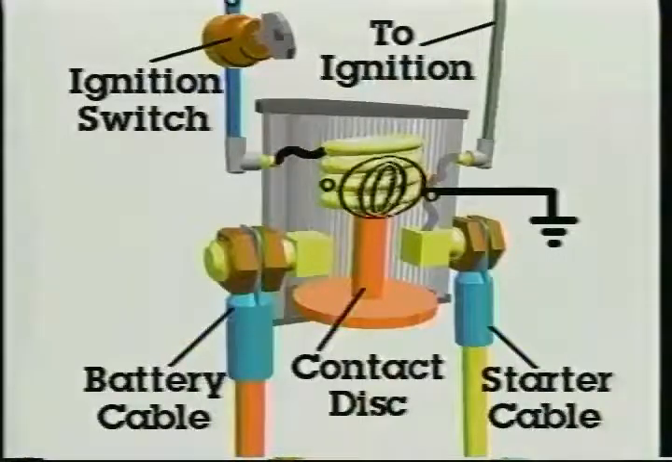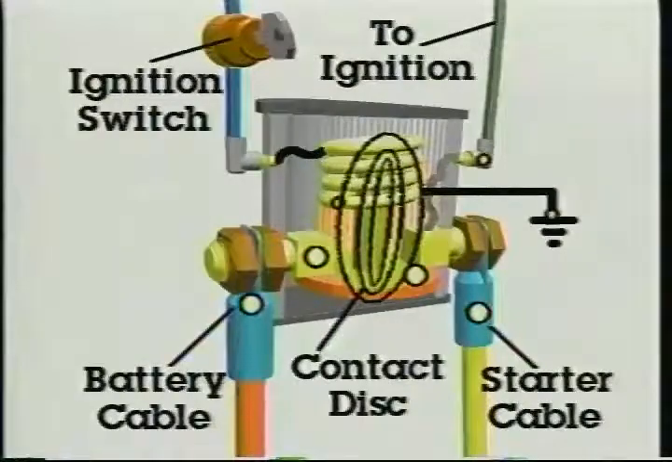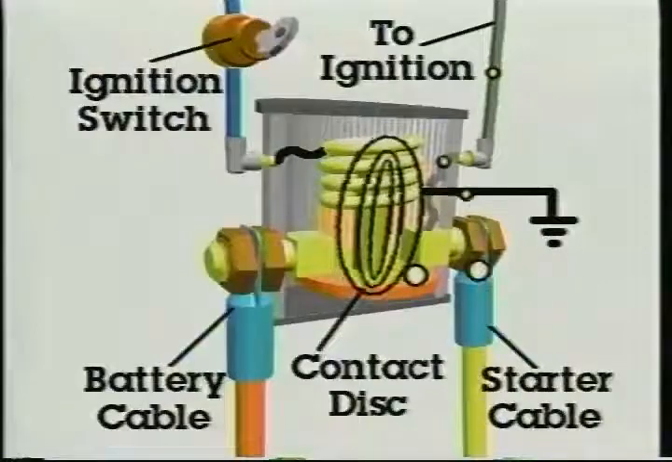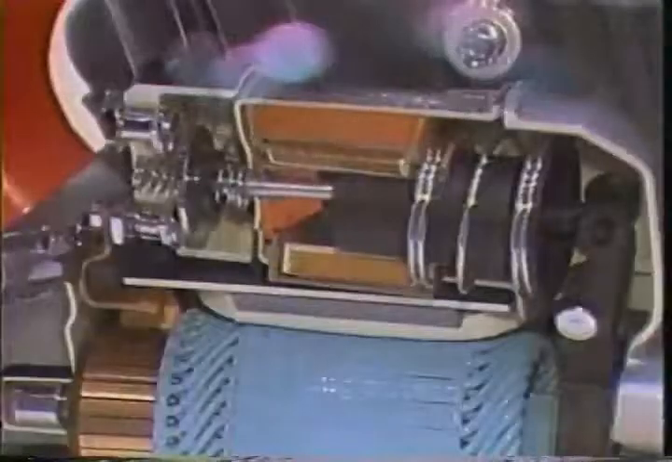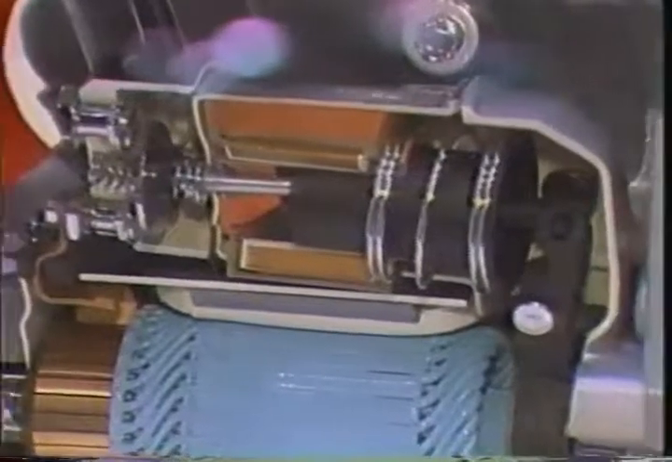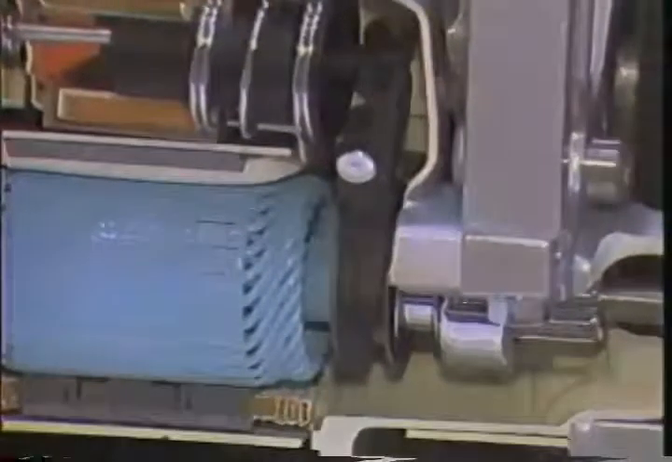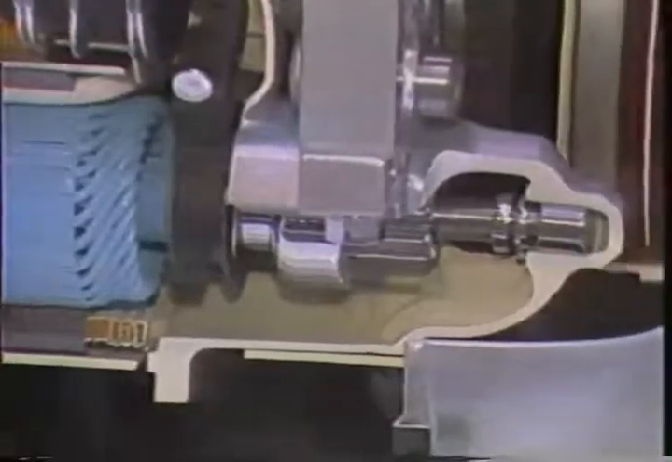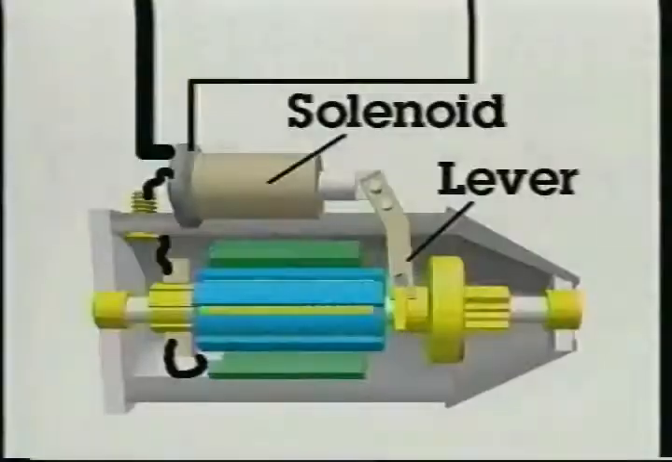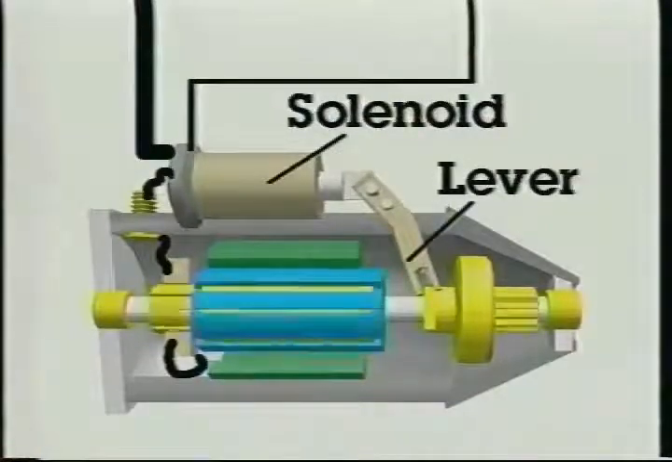When the plunger and disc are pulled up, the contact disc touches both the large lugs formed as part of the battery cable and starter cable studs. Battery current can then flow directly to the starting motor. This cutaway shows a starter solenoid mounted on the side of the starter. Besides closing the battery to starter circuit, it also moves the pinion gear into engagement with the ring gear. The motion of the solenoid plunger is used to perform two functions.